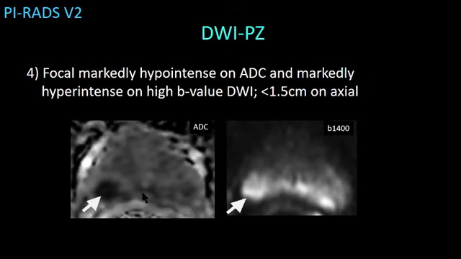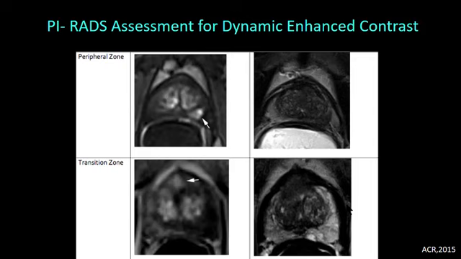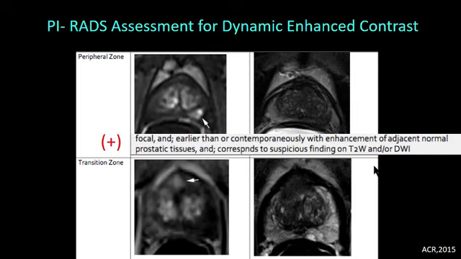Now, what about 4? This is where you have the hypointense black and white. So a 4 is easy. It's dark on ADC, very bright on the high B value image. And if it's a 5, obviously, it's bigger than 1.5 centimeters. Now, looking into contrast, what is positive? For contrast to be positive, you have to have an abnormality on the T2 or the diffusion weighted imaging. So here we have a lesion in the peripheral zone, and this is focally enhancing. In the transition zone, here is a mass anteriorly that's bulging the capsule, and it's focally enhancing. So this would be considered a positive on DCE.